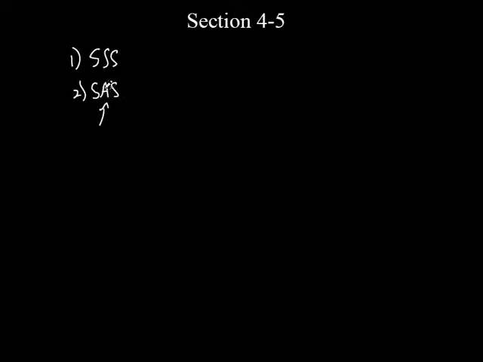Now what had to be true about that angle right there? It had to be in the middle. We call it the included angle, all right? That's the word that they use, but you can kind of think of it as in the middle of those two sides, or between these two sides. So if I have one side on one triangle, one side on another, and the angle in between the two, then you've got the two triangles congruent to each other.